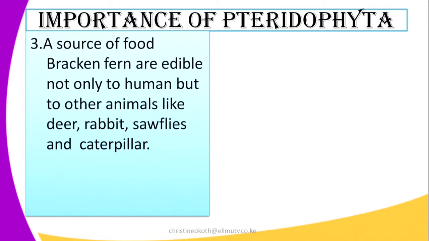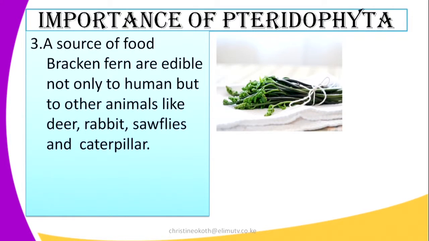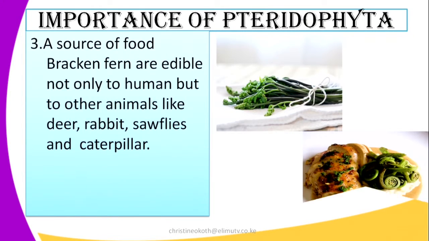Another importance of ferns is that they are also used as a source of food. The one which is normally used is the bracken fern because it is edible. It's not only for humans but also for other animals like deer, rabbits, sawflies and caterpillars. They can use this as a source of food. When it's cooked, it produces something delicious. So that is the fern used as a source of food.